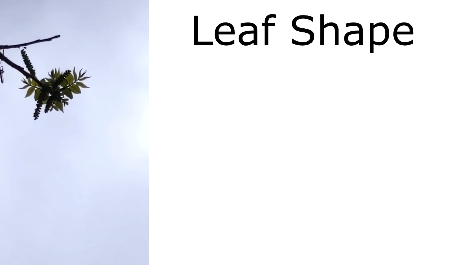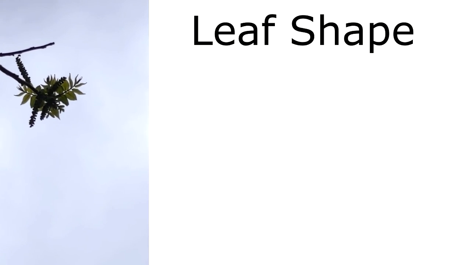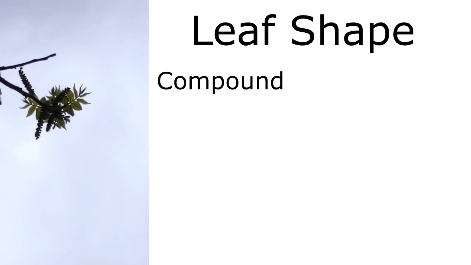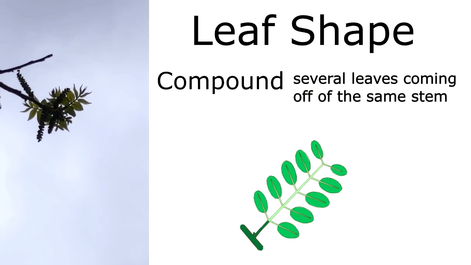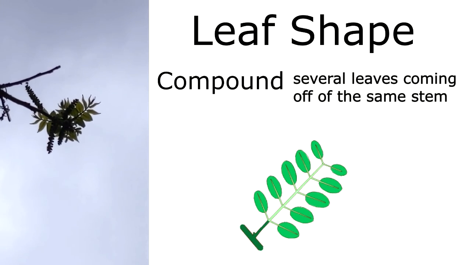Now, these guys are a little bit hard to see, but this is an example of a compound leaf. So that means that there are several leaves coming off the same stem. This is really different from the single leaf or the simple leaf that we saw before.